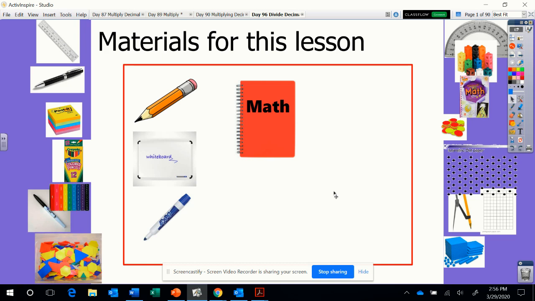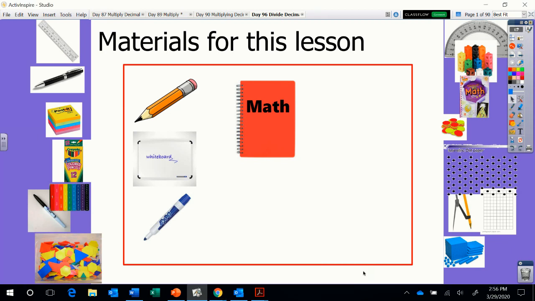Hello, here we are for another math lesson. This lesson is on page 296 in your green math notebook. It is multiply and divide decimals. Divide decimals by making the divisor a whole number.